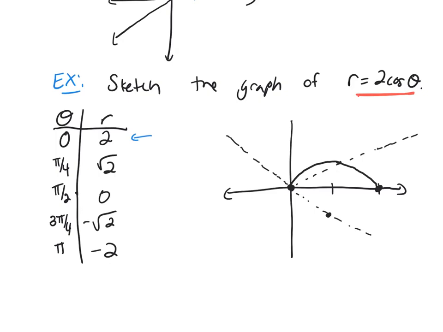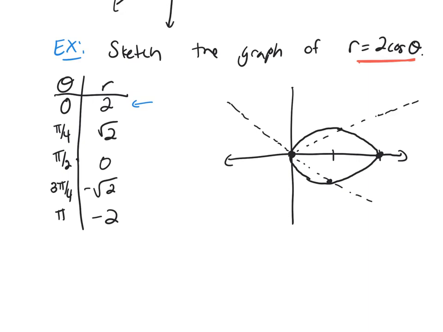Well, connect these points together. And unfortunately, it's not drawn very nicely. This is actually a circle centered at this point in the middle, 1, 0.